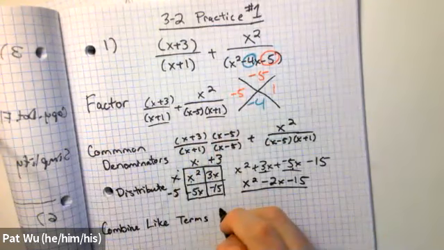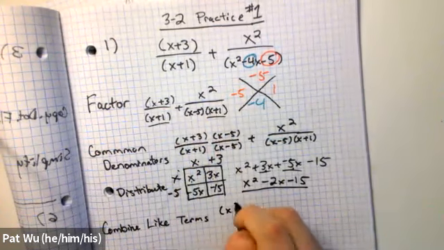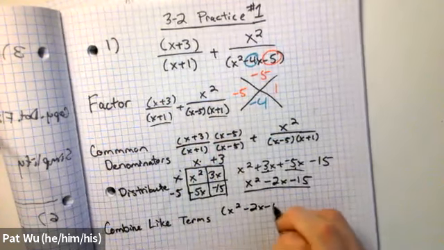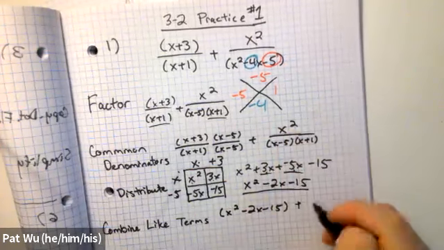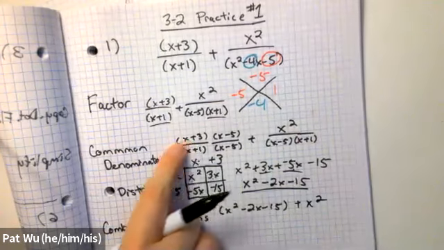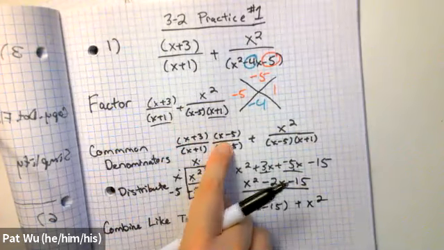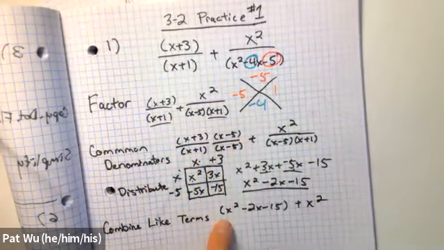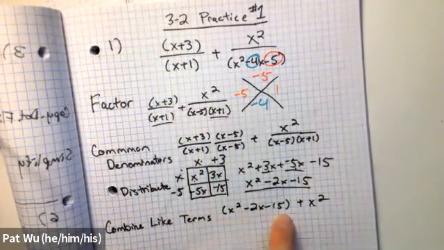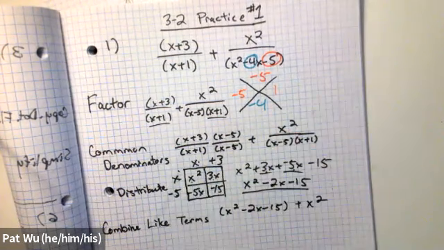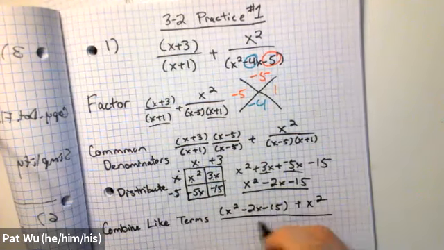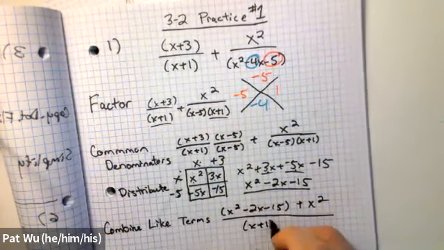So I'm going to combine like terms by doing x² - 2x - 15 plus x². Instead of (x + 3)(x - 5), I've distributed and I got x² - 2x - 15. I'm just going to add that to the x², and I can do that now because I have a common denominator.